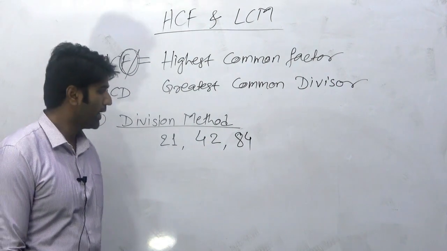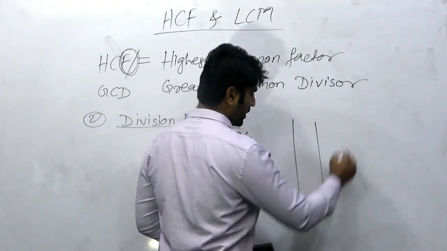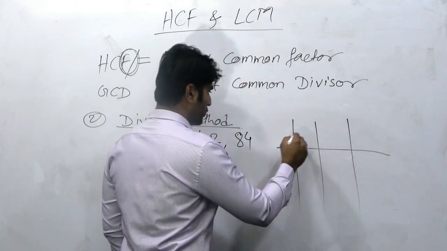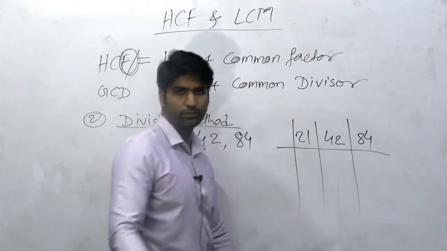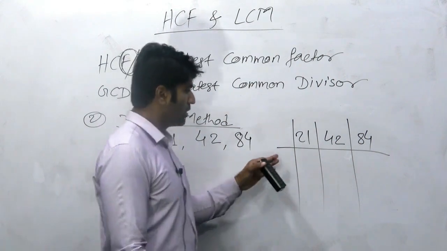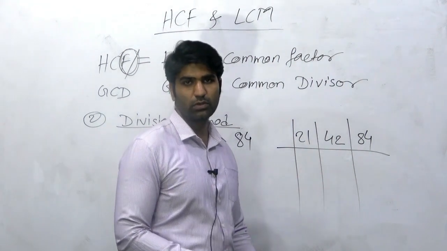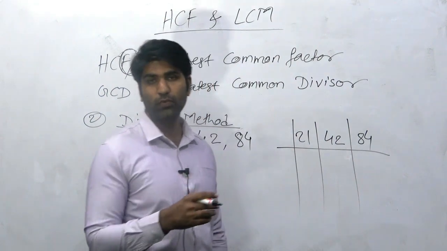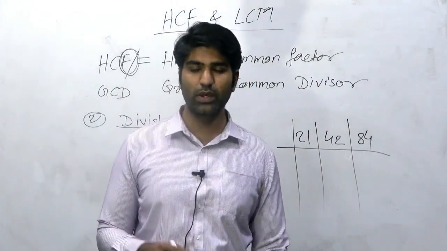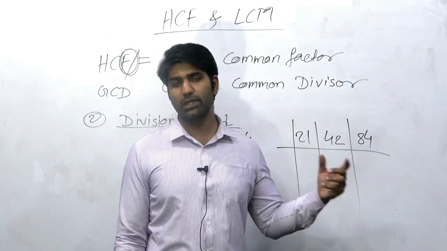21, 42 and 84. So again, same 21, 42 and 84. So we want a number which can divide all these three numbers. So let's start from 2. We know the divisibility test, that's why we can decide the common factor which can divide.